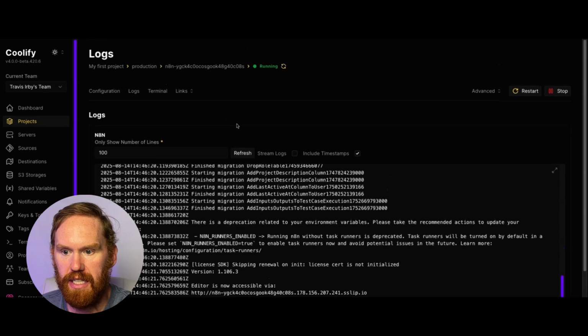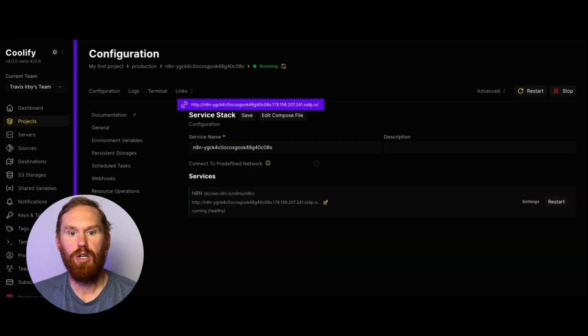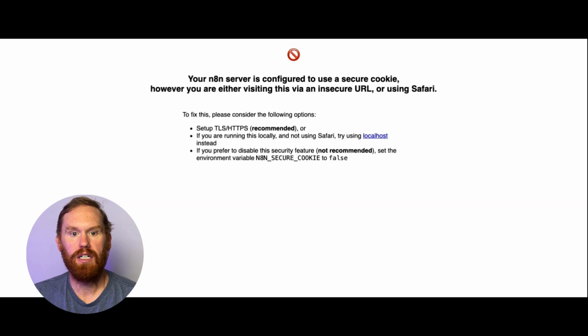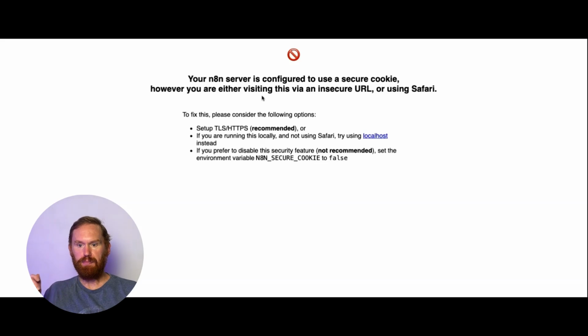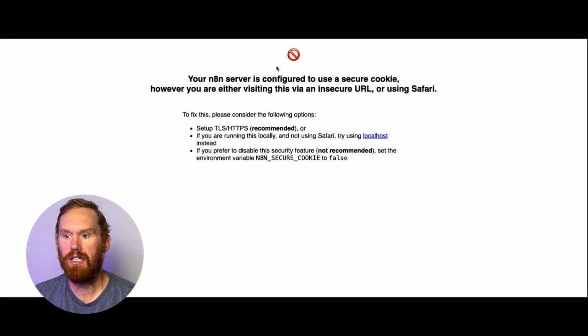Looks like it should be accessible now. So you can see on the top here under links, this is the auto-generated URL for our new service. We now are able to load our n8n instance. If you see, we go to that URL, but we're getting an error because we are loading this with regular HTTP instead of using HTTPS. And so it's not secure.